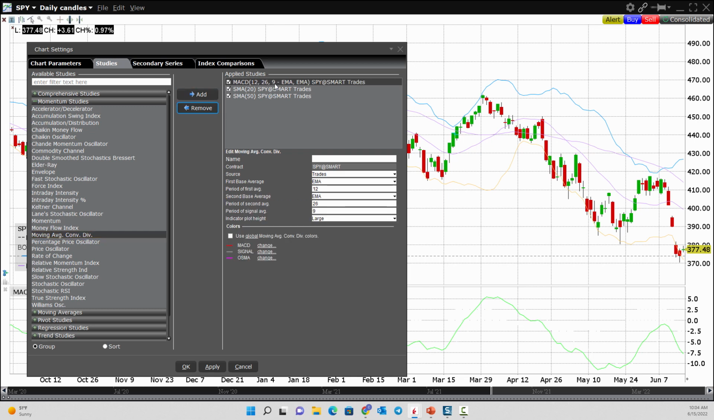12, 26, 9 is the most popular setting. It's kind of the default. A lot of traders will also use 8, 17, 9, which will speed up the signals. It's basically going to speed everything up. I pretty much use the 12, 26, 9.